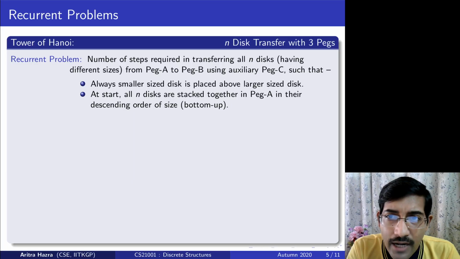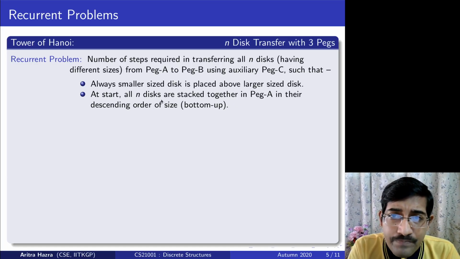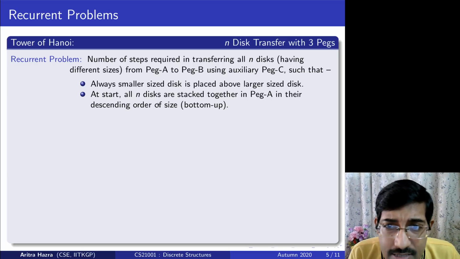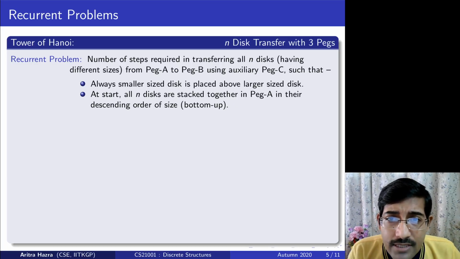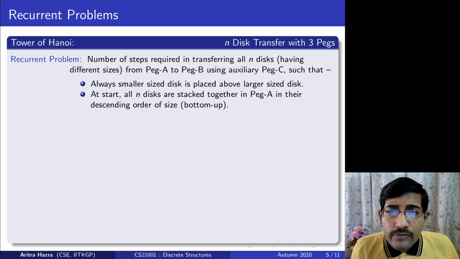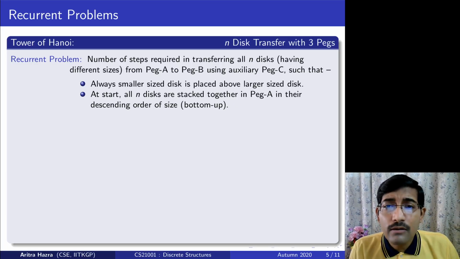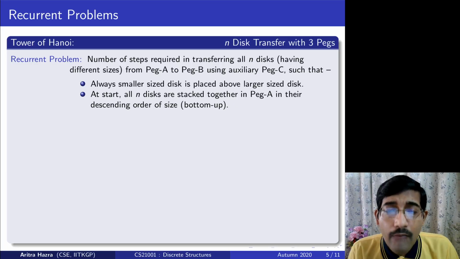And at the start you have n disks positioned at peg A, that is your source, and they are stacked in descending order of size bottom up. So it is stacked well sorted, bottom up in their order of size. So the lowest element is the largest and the topmost element is the smallest. And at any point of time during this transfer, you are not allowed to place a disk of larger size above or on top of a smaller size disk.